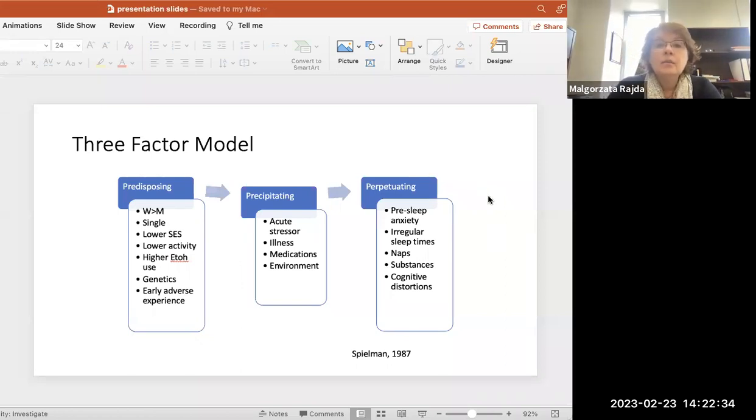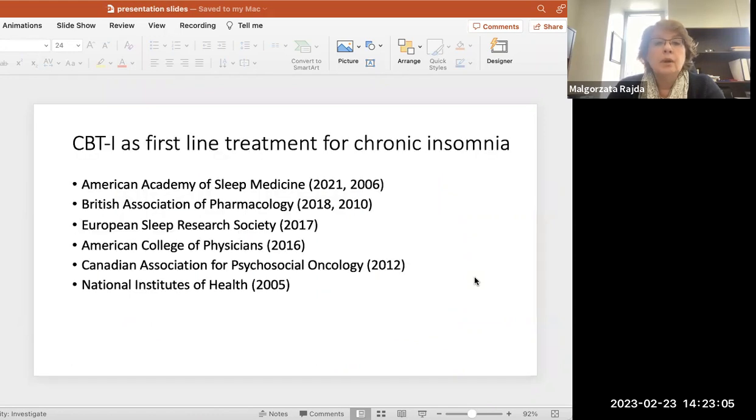Those factors occur in either behavioral and or cognitive domains, and more commonly both. So people try to compensate for the poor sleep at night. They start spending more time in bed. They start trying to nap or rest during daytime. They use various substances. They worry about their sleep. All of that leads to a worsening of their sleep problem.